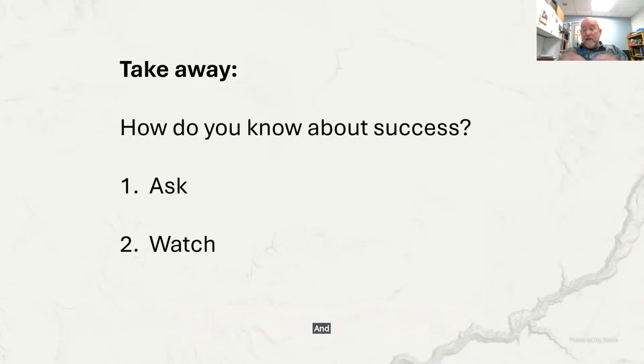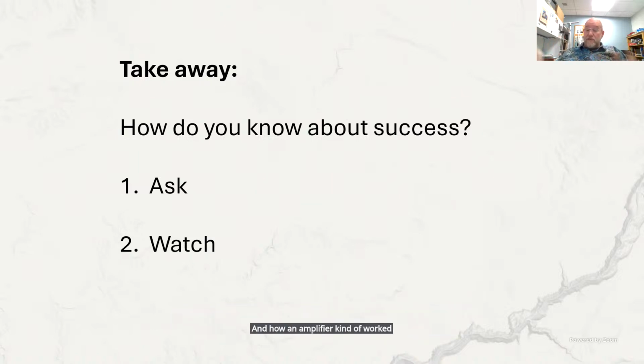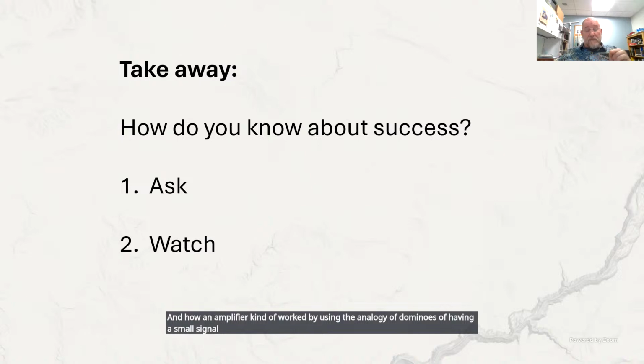And so we would ask them at the end, did you like this? Did you feel you learned something? And the answer was yes. So, getting that feedback, but then also watching the end result. To us, the most powerful indication of success is that we saw our students showing their friends how their sensor system worked and how an amplifier kind of worked by using the analogy of dominoes, of having a small signal being powered by a battery, knocking over things in series to create a much larger signal that can light a light bulb to let us know that we have an AC current generating there.